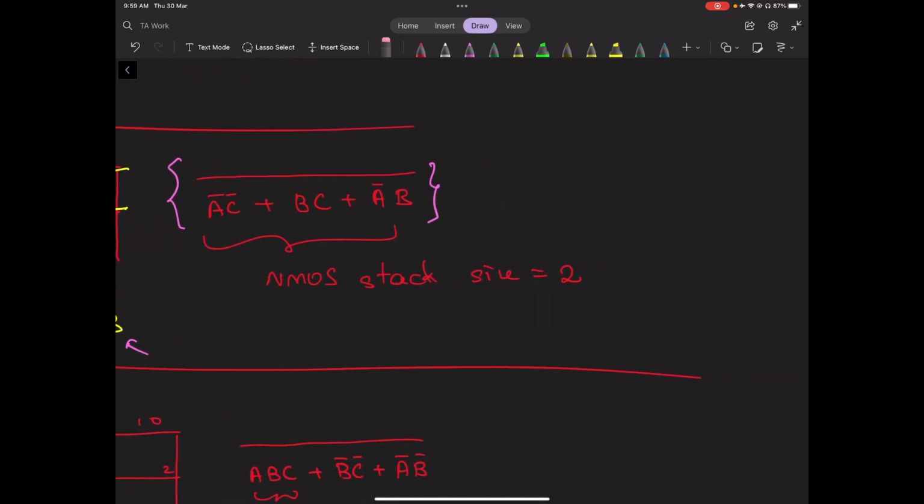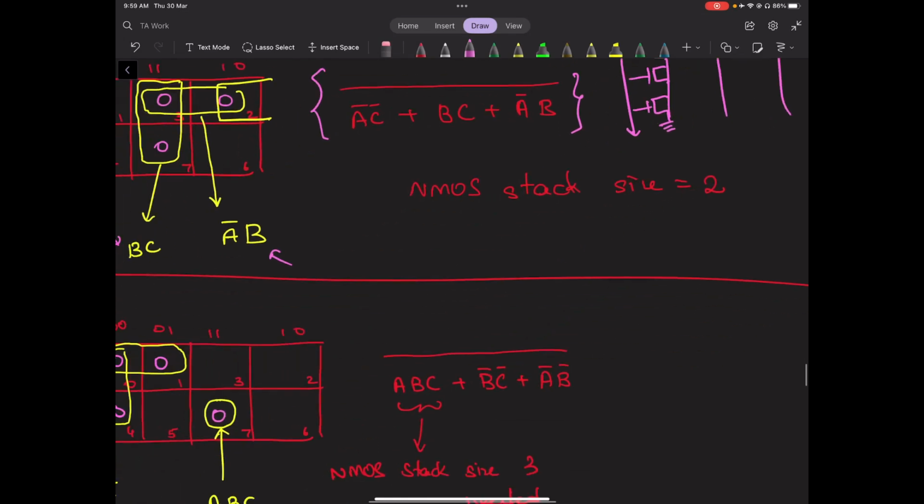Even though there are three OR terms in the expression, an OR term will come as a parallel stack. So there are basically three parallel stacks, each with two NMOS devices. It will look like this. And the stack size is the number of transistors from the output node to the supply node, and so the NMOS stack size is 2.